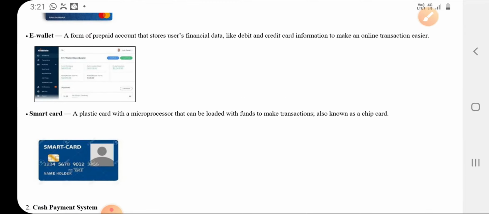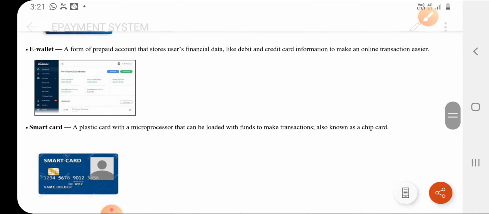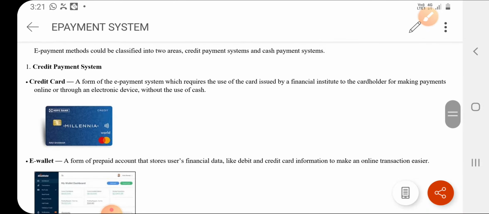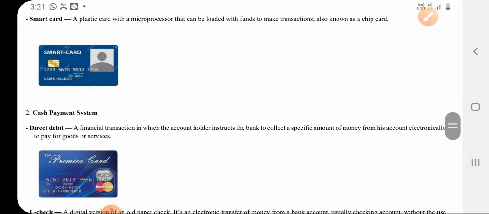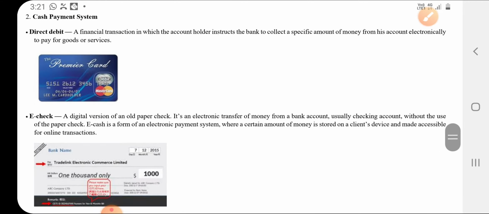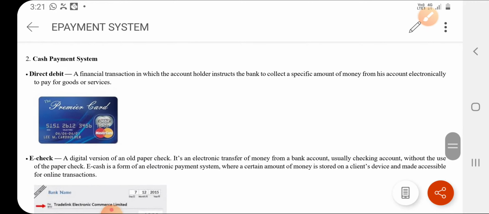Smart card, a plastic card with a microprocessor that can be loaded with funds to make transactions, also known as a chip card. A chip will be inserted and it is a microprocessor. So, it does the same thing as your credit card, but it has a microprocessor in addition. So, this is smart card. These three are the credit payment systems. Next we are going for the cash payment system. That is debit card, e-check and stored value card. So, these three things will come under the cash payment system.